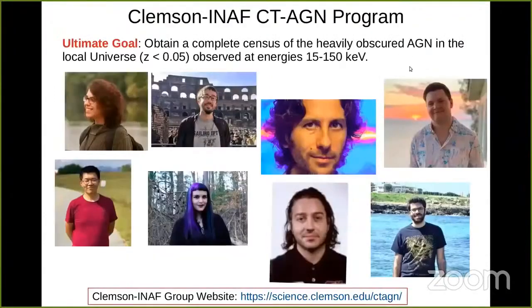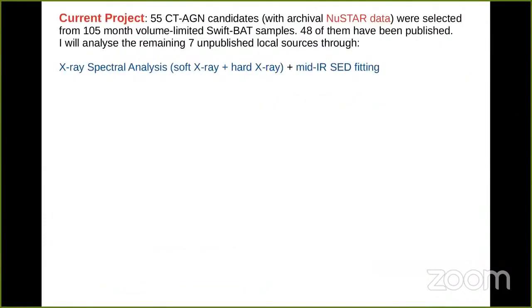Now, let me introduce you to the CLAIMS and NuSTAR CT-AGN program, a research collaboration of which I am also a part. The details of our research and publications can be found on this website. In short, our ultimate goal is to obtain an almost complete census of heavily obscured AGN in the local universe within energies 15 to 150 keV. In the current project, we are analyzing 55 local CT-AGN candidates from the 105-month volume-limited Swift-BAT sample with archival NuSTAR data in hard X-ray. From them, the analysis of 48 sources has been published. I am working on the last 7 unpublished sources.